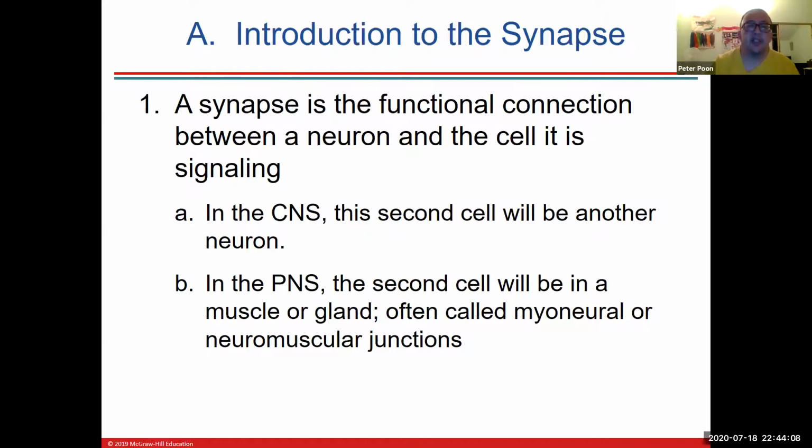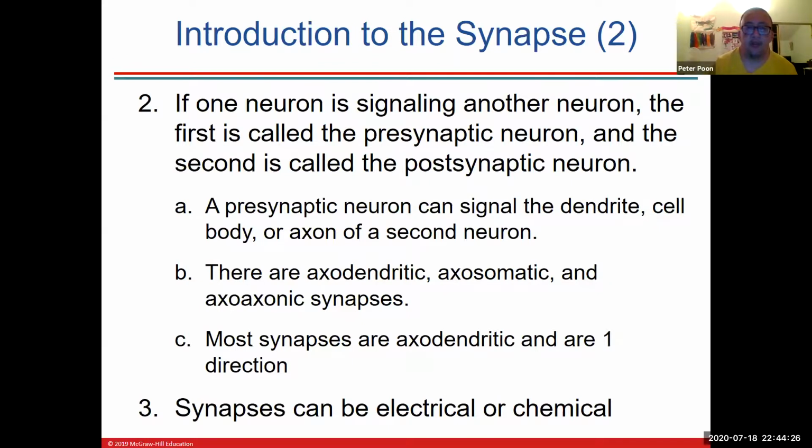Introduction to the synapse. The synapse is a functional connection between a neuron and the cell it signals. In the CNS, this will be another neuron. In the PNS, it will be either a muscle or a gland. It's called a neuromuscular junction for muscle. This neuroglandular thing, don't worry about that. If one neuron is signaling another neuron, the first is the presynaptic neuron. So: synapse, presynaptic, postsynaptic.